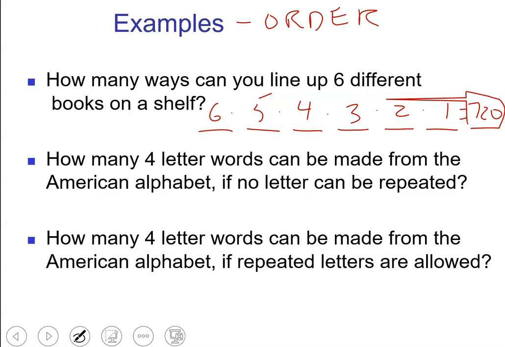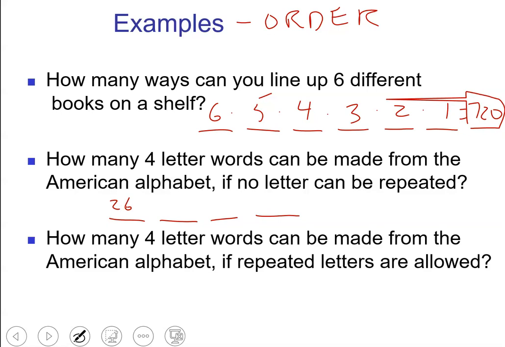Next one. How many 4-letter words can be made up from the American alphabet, which I'm always going to assume is 26 letters. I will not change that on you. If no letter can be repeated. Okay, so again, 4 slots: 1, 2, 3, 4. No repeats. So that means I have 26 here.